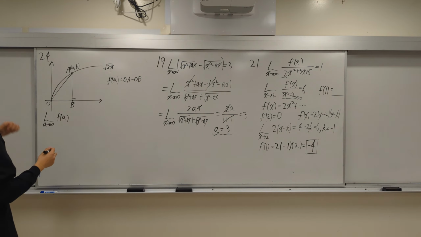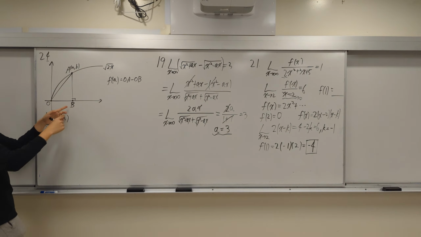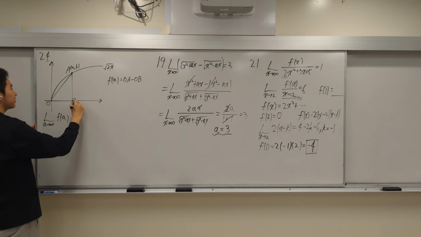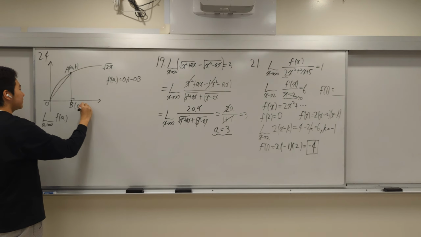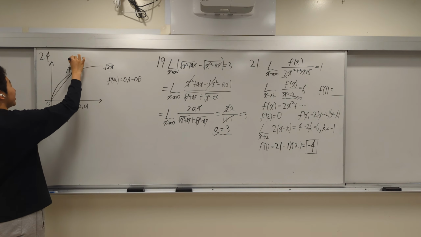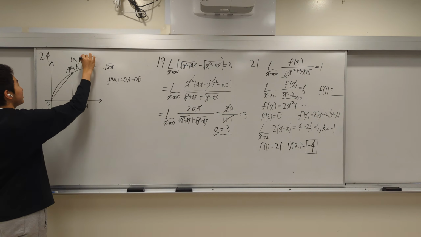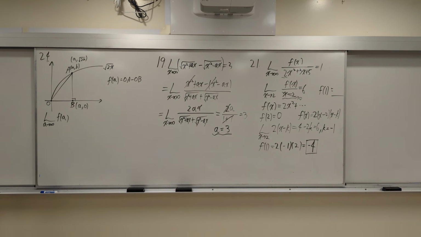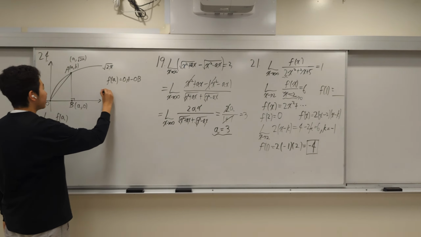Okay, so OA is this line segment right here, right, guys? Yeah, and let's solve that limit. We can immediately figure out the coordinates of B, right? It's a perpendicular line down, so B is (a, 0). And we can rewrite this as what? A is (a, square root of 2a), since we already know the function. So what is f of a, guys?